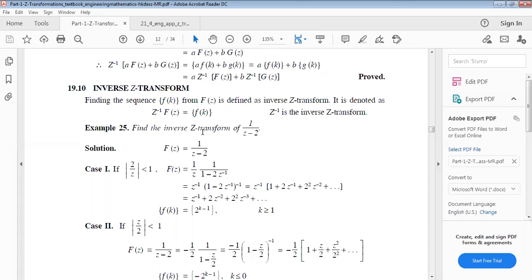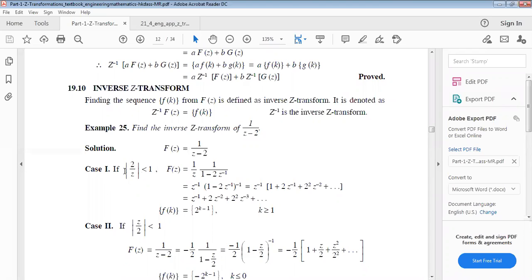Now find the inverse z transformation of this. Consider the z transformation of this is this. Okay, this is actually the z transformation. Now if we consider dividing by z, here we get what? 2 by z, right? 1 minus 2 by z. So if we consider the modulus of 2 by z, that means the absolute value of 2 by z is less than 1.